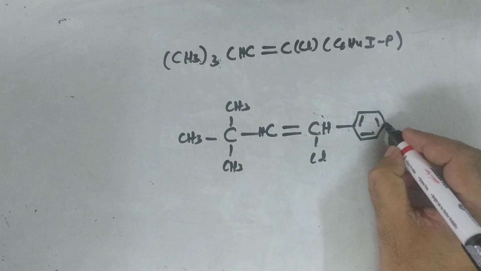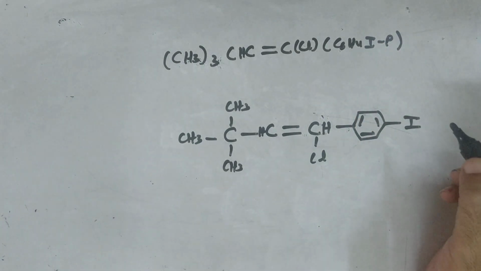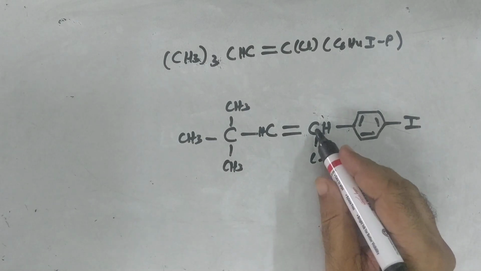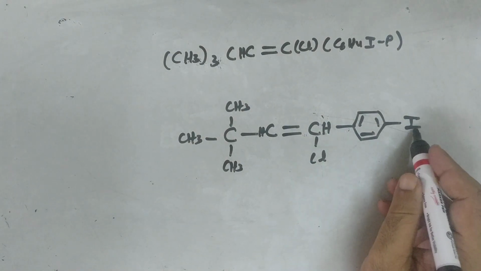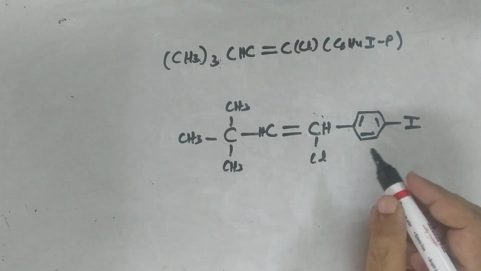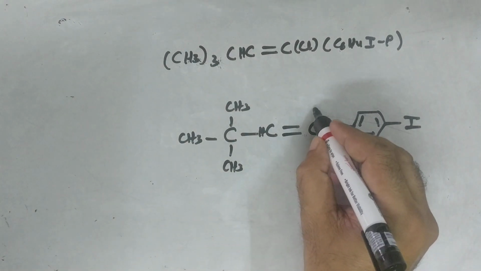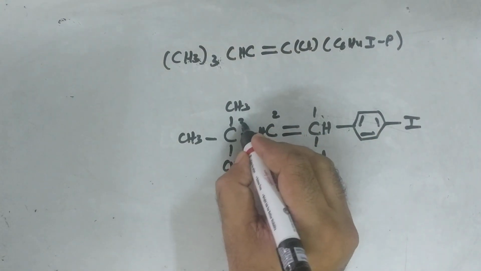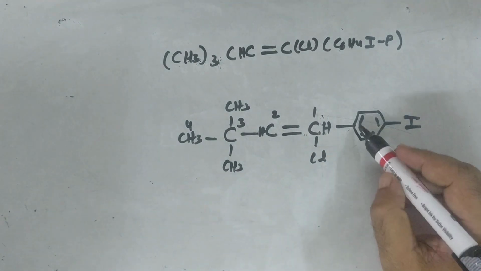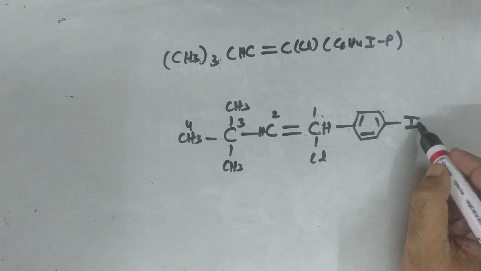para position iodine. This is again an example of an aryl halide. This is also a vinyl halide. Halogen is on the sp2, so it is aryl halide plus vinyl halide. Both of them are present. So let's name it 1, 2, 3, 4. This group is 1, 2, 3, 4, 4 iodophenyl.